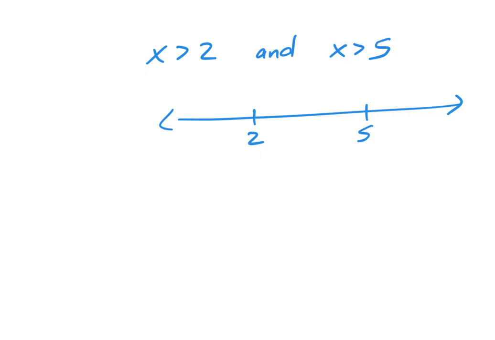A number like 3 would not work. It's bigger than 2, but it's not bigger than 5, okay? So my answer here would be anything greater than 5. And we wouldn't have to graph the numbers between 2 and 5. Okay. If I changed this to or, then it would be everything from 2 and above, because then 3, 4, and 5 would work, right? So just a couple of situations that could be a little bit different.